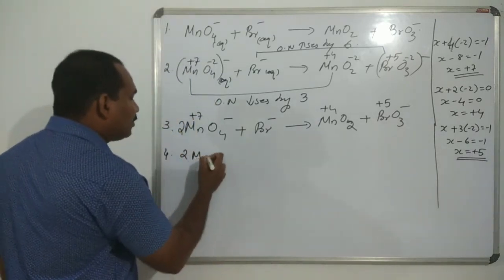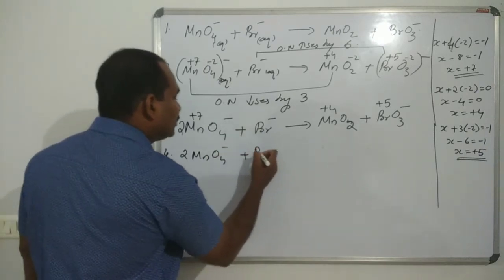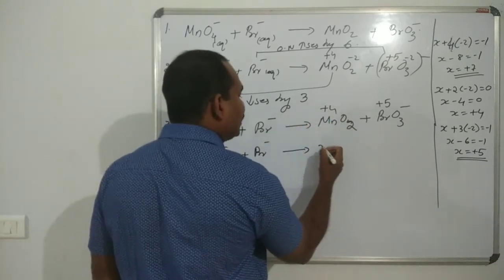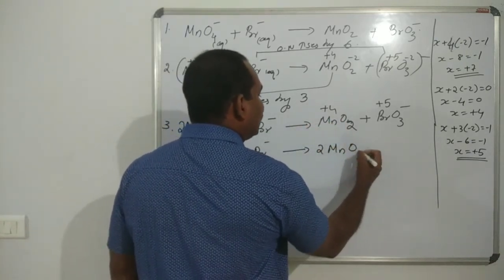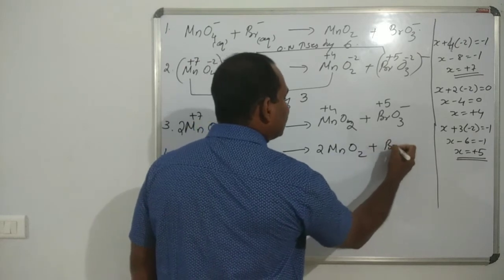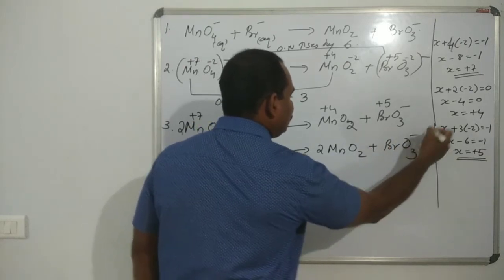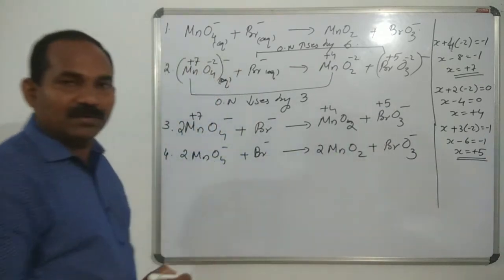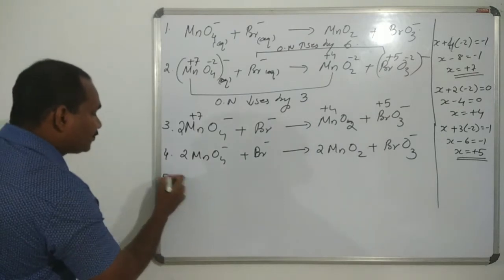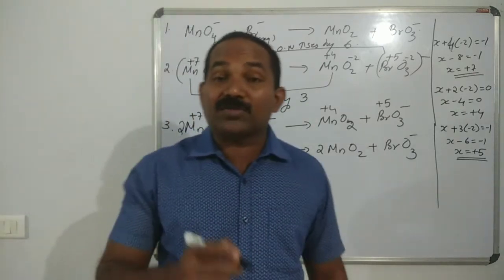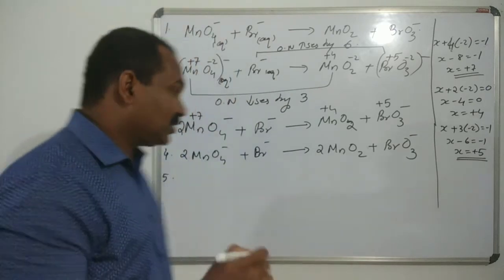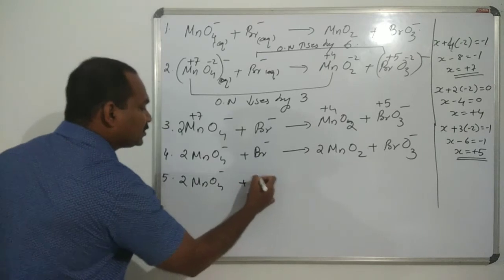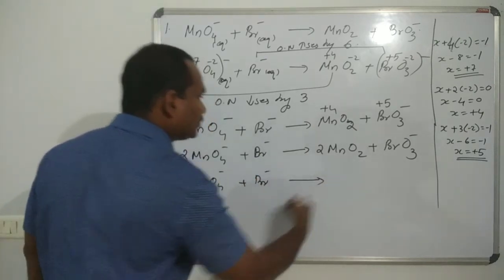So 2 MnO4 minus plus Br minus gives. Here 2 manganese, there is 1 manganese. To make manganese in equal number, multiply with 2. Bromine is 1, there is bromine 1 number. Bromine is equal. And the fifth step, balance the oxygen atom. Balancing the oxygen atom. So 2 MnO4 minus plus Br minus gives.